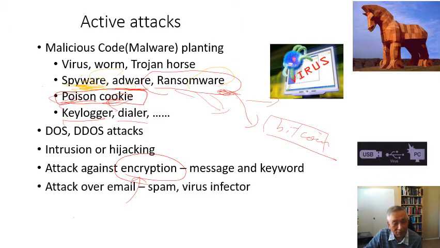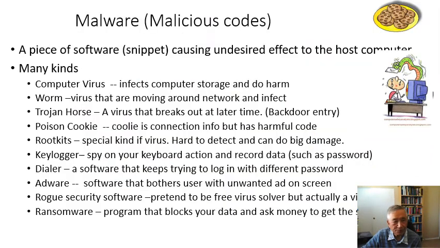Then email. Email can have spam and virus infectors like that. They can put in the virus. So here are the more detailed ones. It looks like I kind of explained most of them. So poison cookie and then keylogger, dialer, adware, the rogue security software. This is an interesting one. They pretend to be free software, but actually it's a virus that happens.